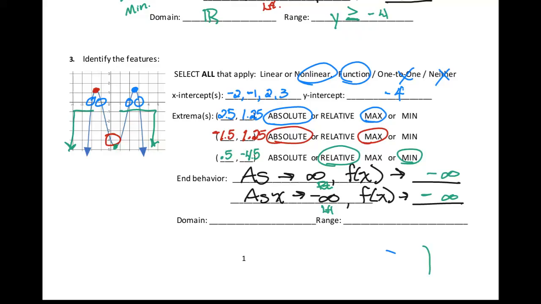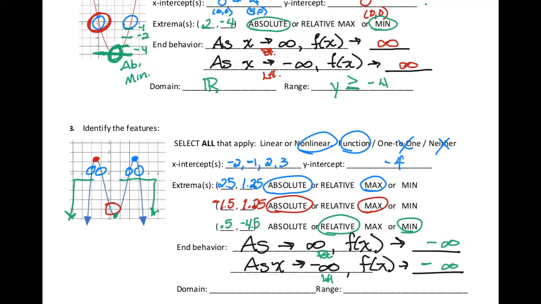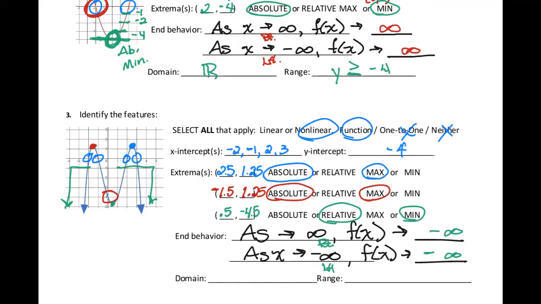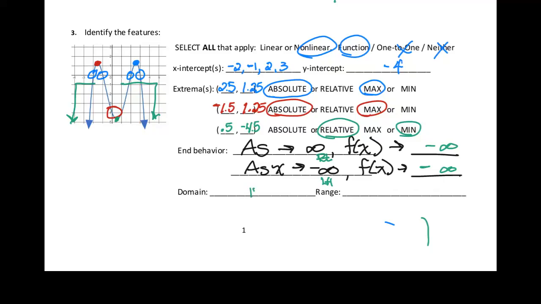Domain, the x values. So they are going down and out. How far out are they going? What's my domain going to be? All real numbers, yes. Because it's going to keep going out forever. All real numbers.